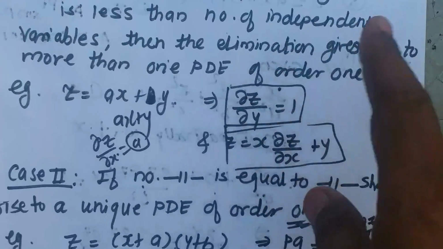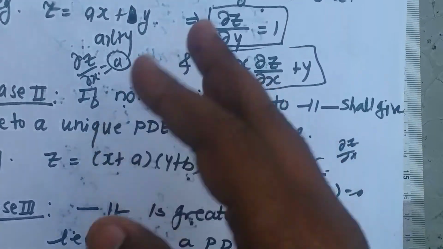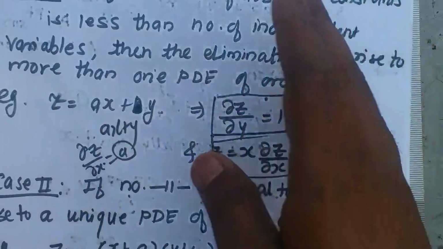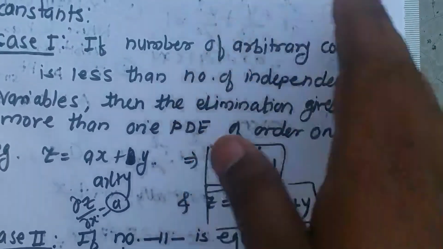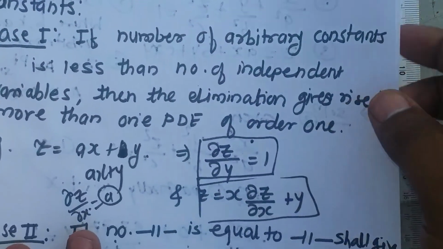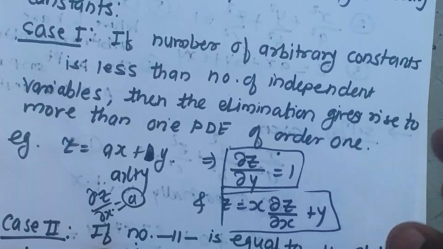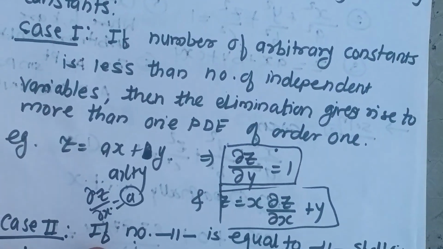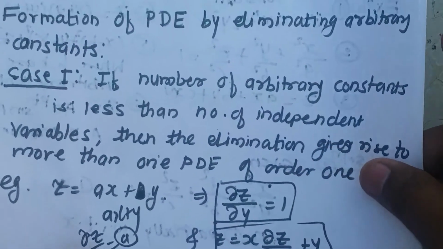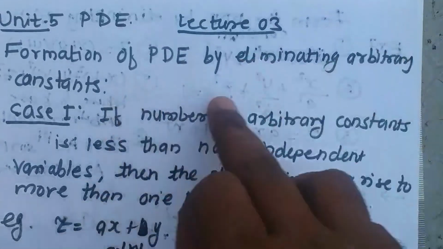So whenever we have arbitrary constants involved in the solution and we want to form a partial differential equation, we carry out the differentiation process and try to eliminate the arbitrary constants given in the problem. So this is the actual idea behind the formation of a partial differential equation.